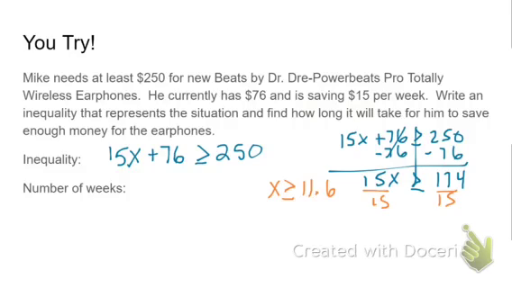So think about it. If we go down to 11 weeks, is that enough for him to earn the $250, or does he have to do more? And the answer here is he has to work at least 12 weeks to make enough money to buy those new earbuds. Okay? So now, guys, let's go ahead and stop this video.